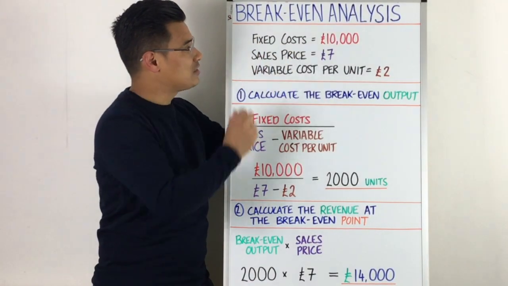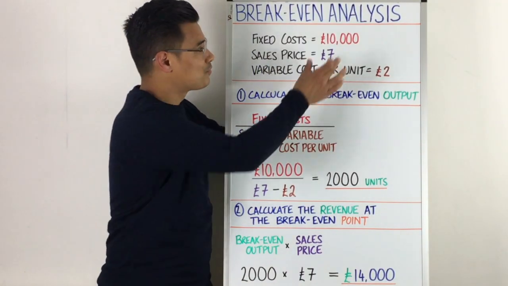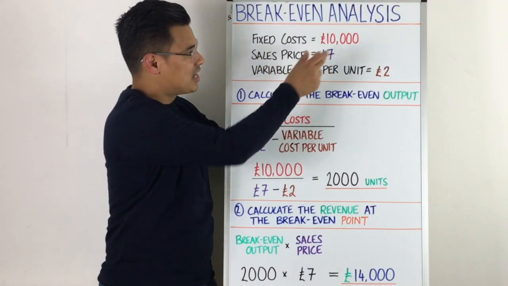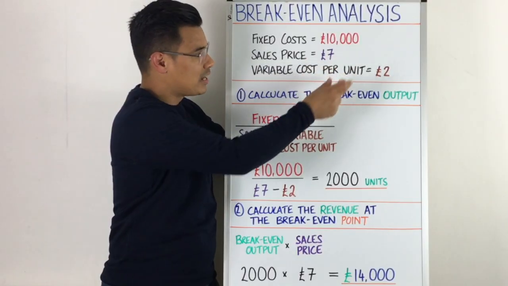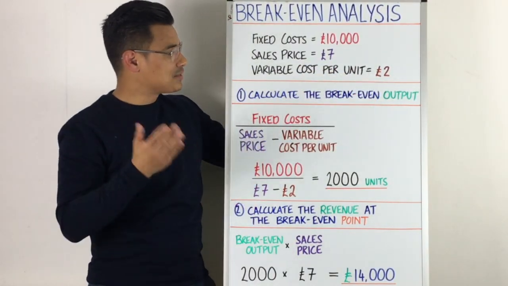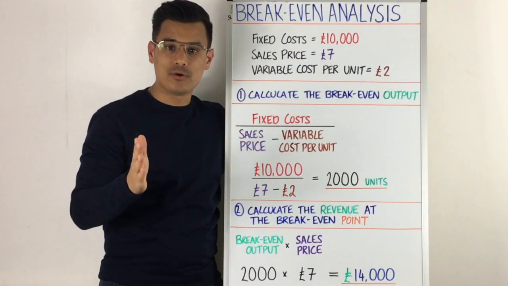So you may be given fixed costs. Remember, fixed costs do not vary with output. So £10,000 for your fixed cost, the sales price £7, and the variable cost per unit, per one thing, because it's per unit, of £2. Now let's, using those numbers, calculate the break-even output.